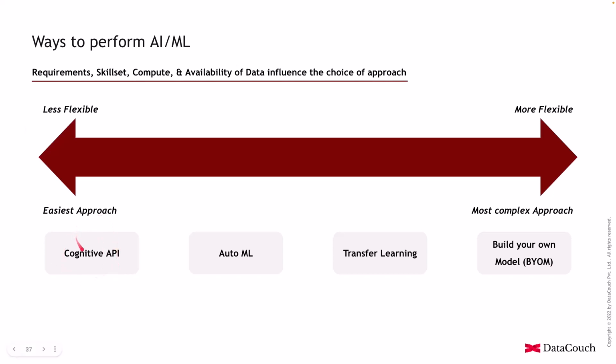So one is cognitive API. This cognitive API is related to implementing AI ML models through maybe REST-based APIs. That means the machine learning model is already built and we are just making a call to that machine learning model, deep learning model, and we are able to get the results. So that is cognitive API.